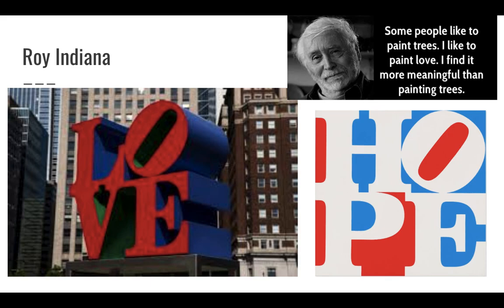And then the last artist that we're going to look at is Robert Indiana. Robert did a lot of sculptures, actually. You can see here a sculpture of love, which I feel like I've seen ones very similar to this, maybe even this one in New York City. I'm not sure, actually. Robert Indiana said, "Some people like to paint trees. I like to paint love. I find it more meaningful than painting trees." Again, he wanted to create things that people would interact with in the real world and that meant something to everyday people.